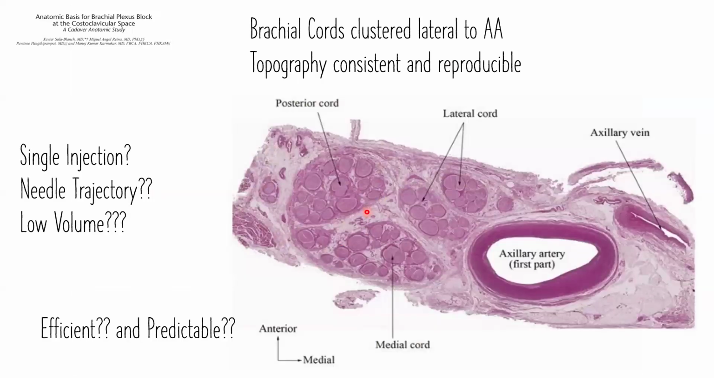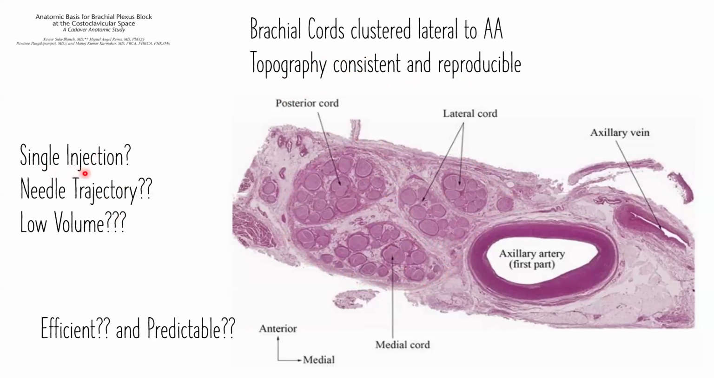Now, when they demonstrated with these histological sections, you could see the posterior cord and the lateral cord, which are engulfed in one sheath that's called a circumneural sheath, and the medial cord is in another circumneural sheath. So here we have definite clustered brachial cords with a consistent topography, which you will find is reproducible. But I again have my reservations against this particular terminology that it's consistent and reproducible. We will be coming to that as well again.